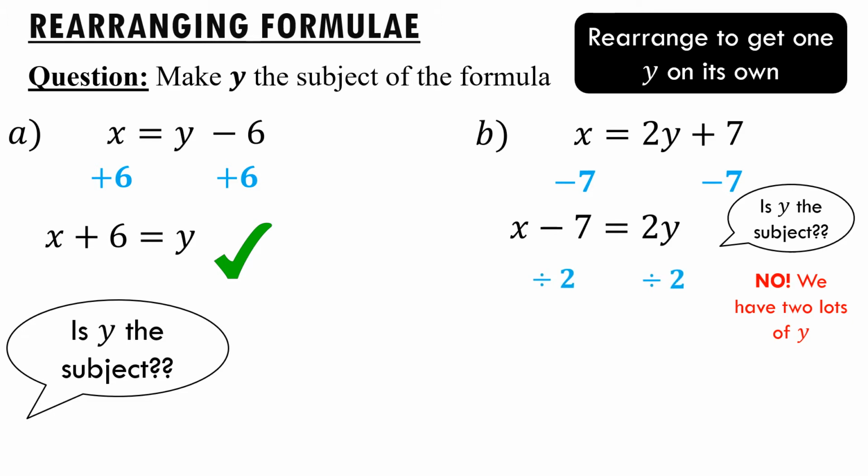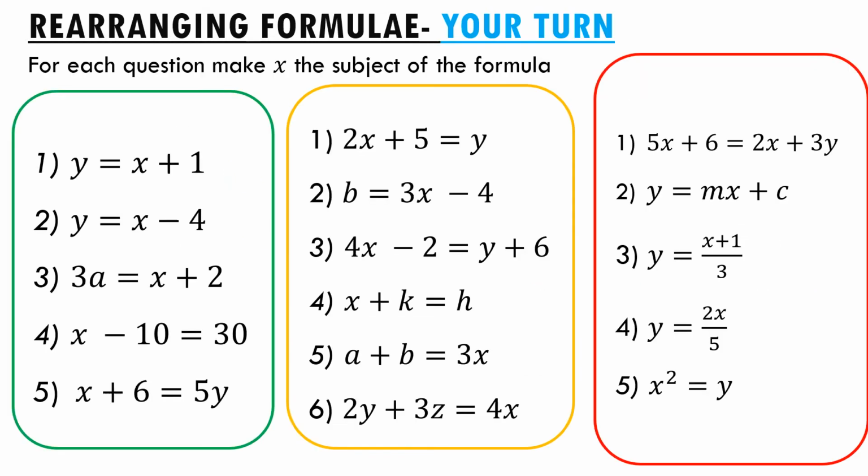So just to be aware of this, because x minus 7 is one chunk, you should write it as a fraction, because that means you're dividing the whole of x minus 7 by 2. Okay, so I hope that makes sense.